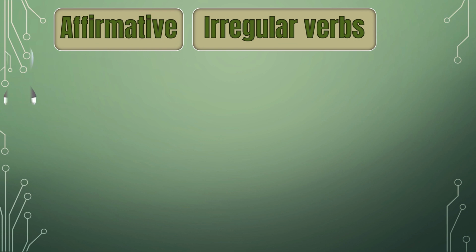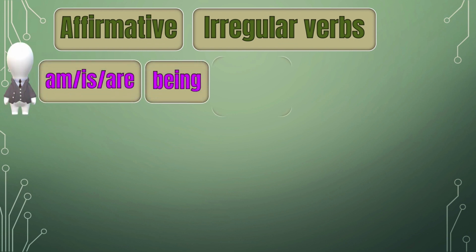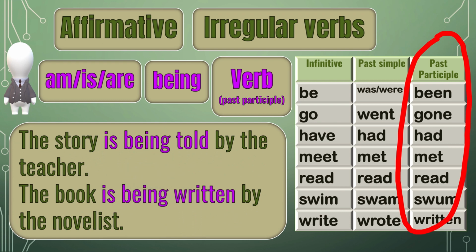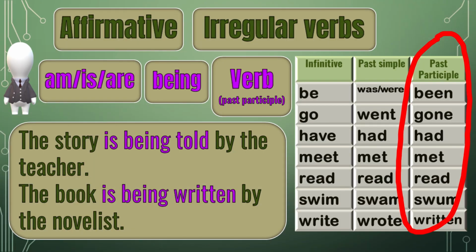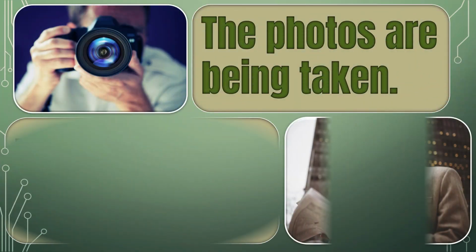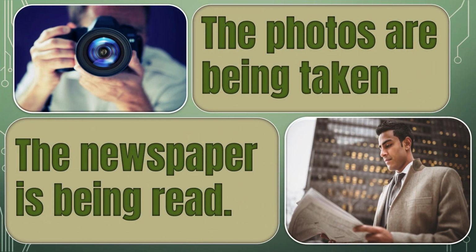To complete an affirmative sentence with an irregular verb, we start with a subject, add is or are, plus being and past participle. Past participle is the third form of an irregular verb, which you can find in the irregular verb table. For example, been, gone, had, met, etc. The story is being told by the teacher. The book is being written by the novelist. The photos are being taken. The newspaper is being read.